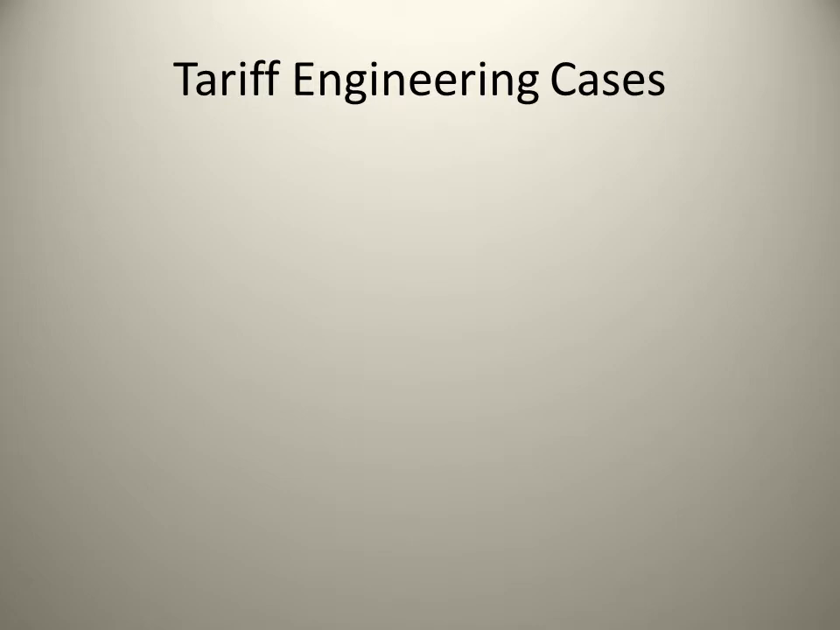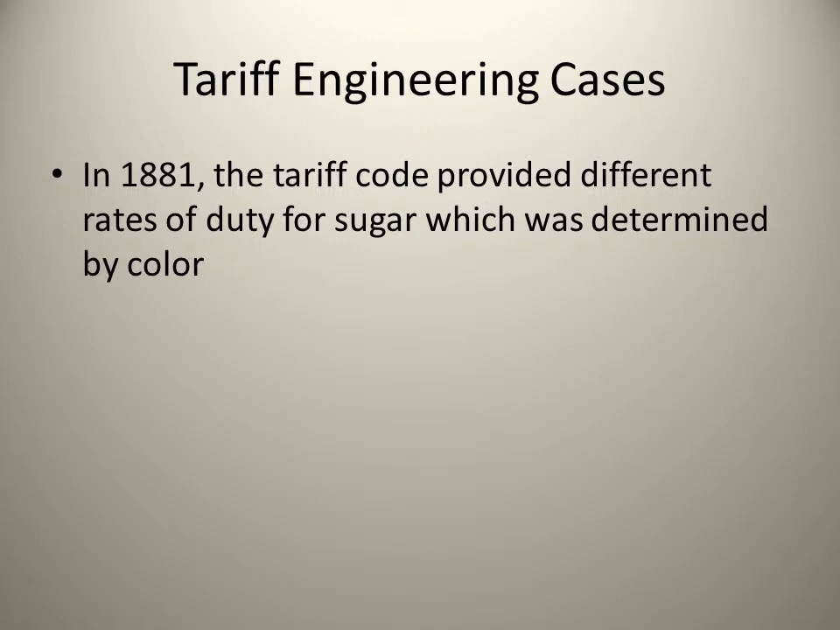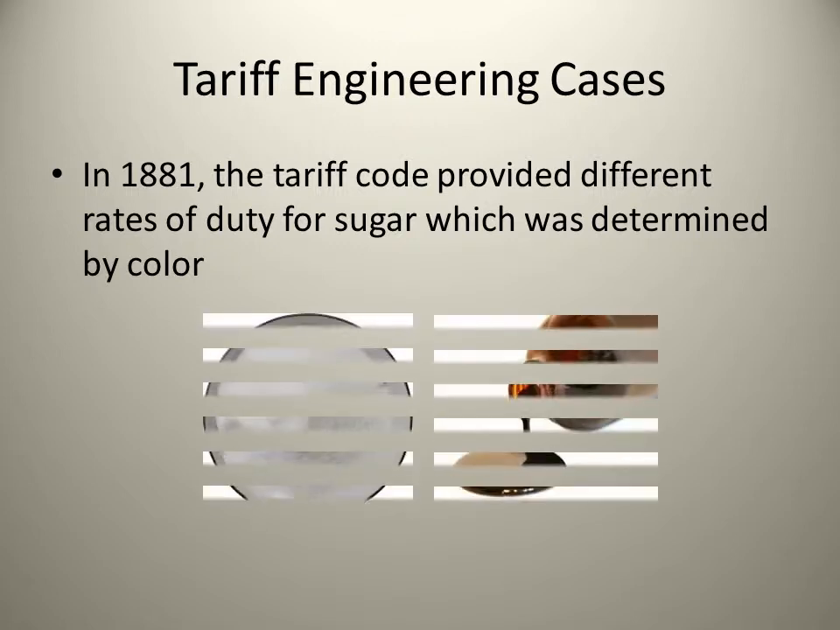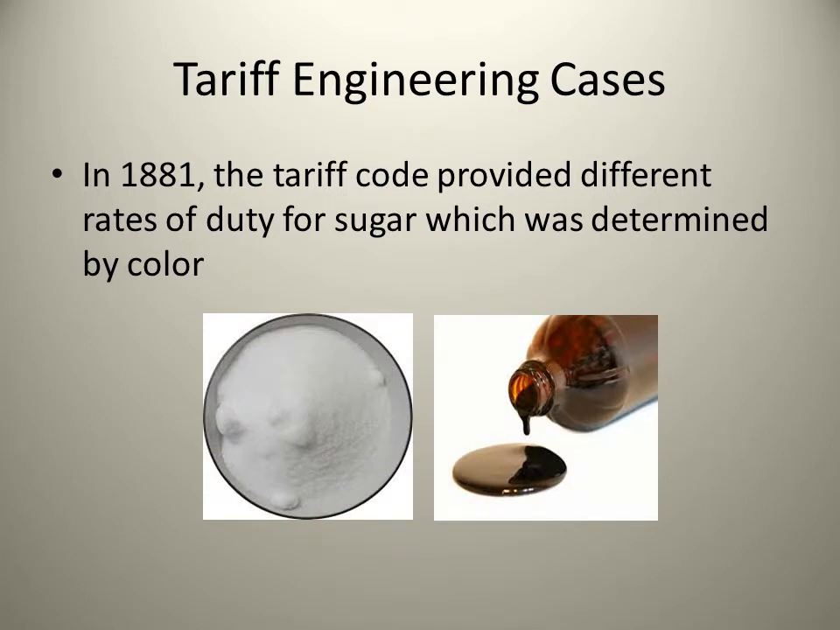The first case. In 1881, the tariff code provided different rates of duty for sugar, which was determined by color. Customs believed that an importer intentionally colored sugar with molasses, lowering the grade to avoid higher duties. Customs conducted a chemical analysis and determined that the sugar was a higher grade than the color indicated. This case later went to the U.S. Supreme Court, who stated that the manufacturing of sugar with dark color to avoid duties was allowed because Congress adopted the color test, not a chemical test. The Supreme Court recognized that an importer could configure merchandise to achieve the lowest rate of duty as long as there was no deception.